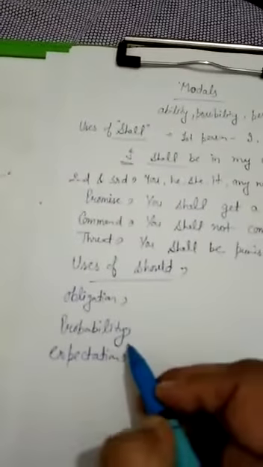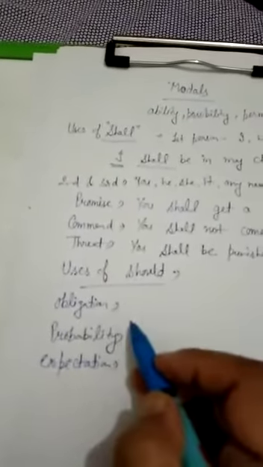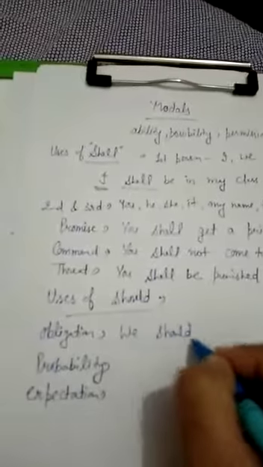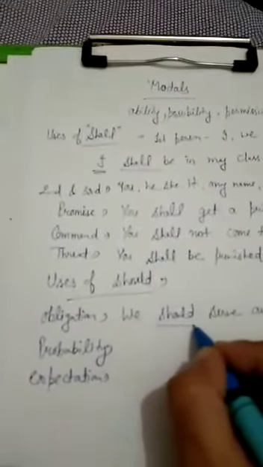Next is uses of should. This is the next modal. Where will we use should? Should is used for obligation, probability, or expectation. The example of obligation: we should serve our parents. Here we use should.